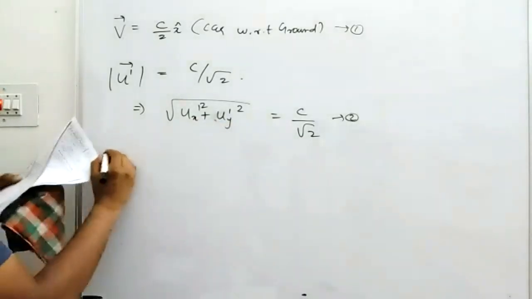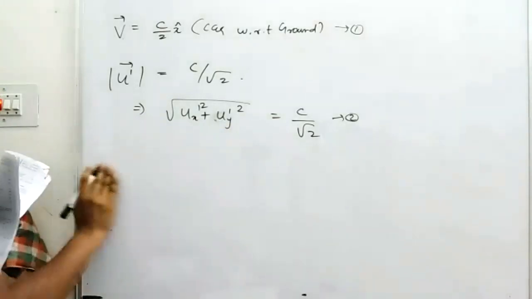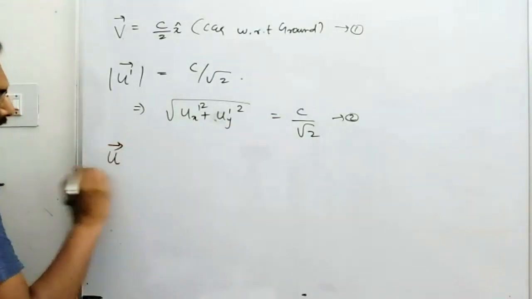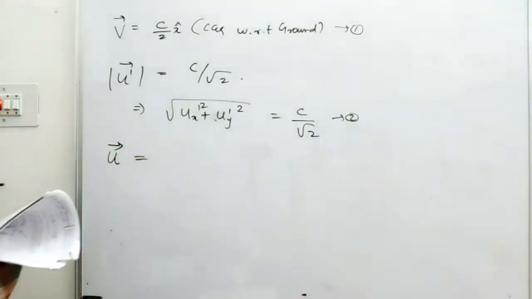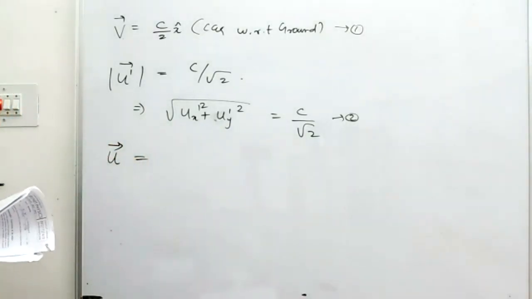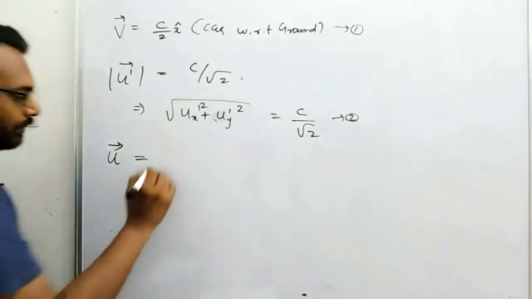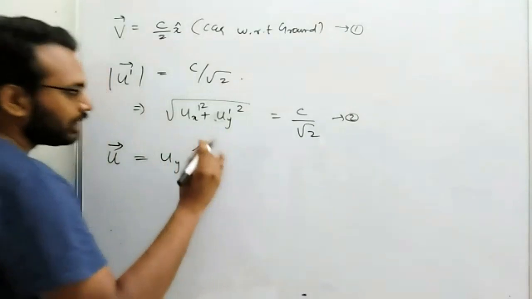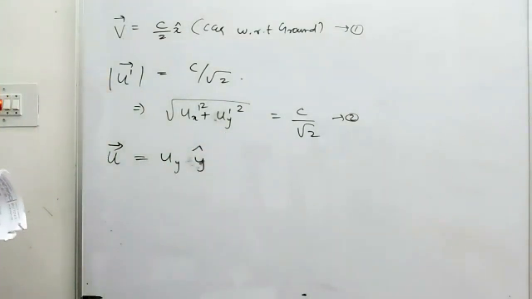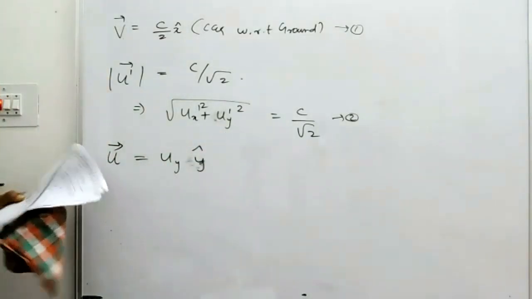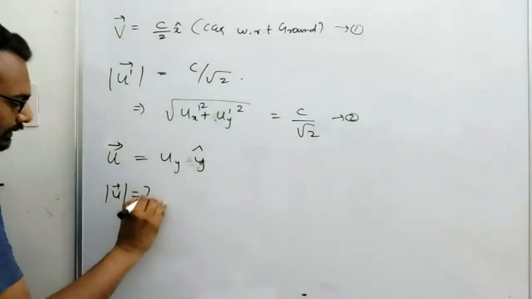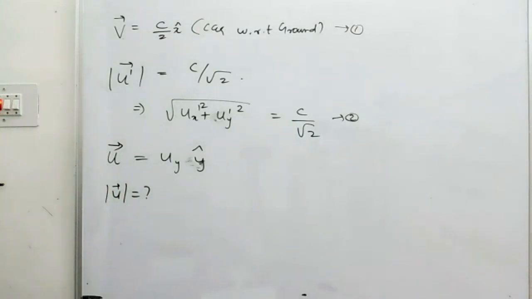Now, as seen from ground, the u vector is simply y cap, because it says that it is moving in the plus y direction only. Calculate the speed of the ball with respect to ground. What is the modulus of the u vector? This is the question.